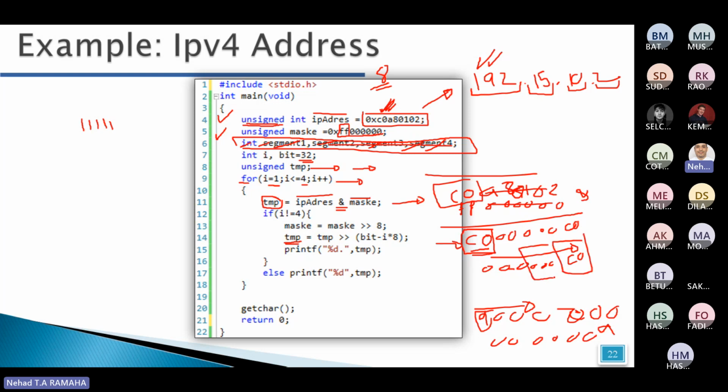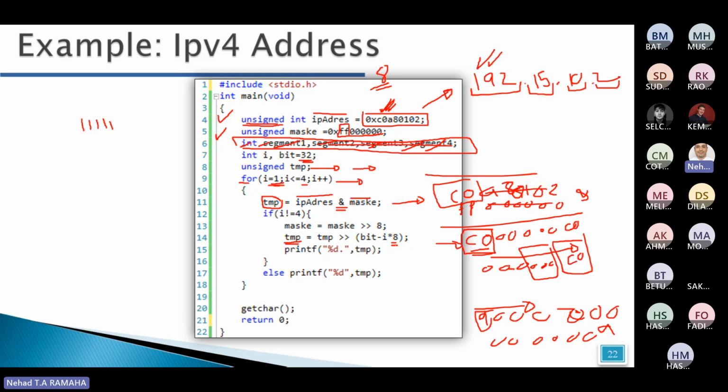Second time, it will be here. So I will shift it by 24 minus 8. So it's 16 and so on. How to do it? The bit, which is 32, minus the i, which means which segment, first segment, second segment, third segment. Okay, multiply by 8. Like this, you will make the shift.